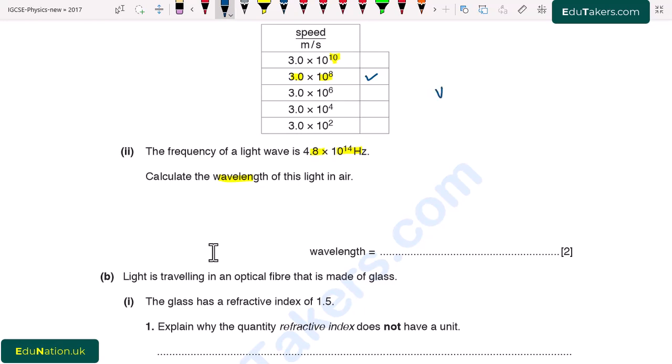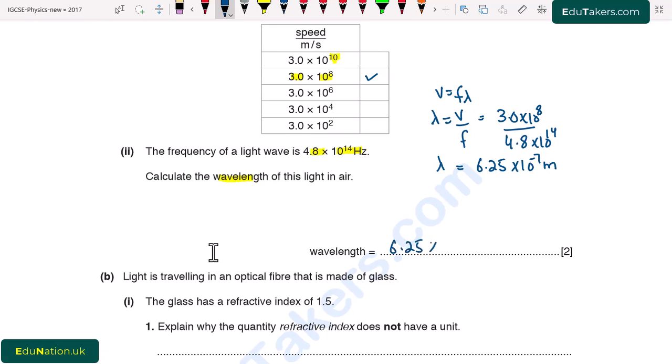So using the formula v = fλ, here we have to find the value of wavelength λ. It is equal to v over f. So v is basically 3.0 × 10^8 meter per second and frequency is 4.8 × 10^14, so the value of wavelength comes to be 6.25 × 10^-7 meter. So I write here wavelength is equal to 6.25 × 10^-7 meters.